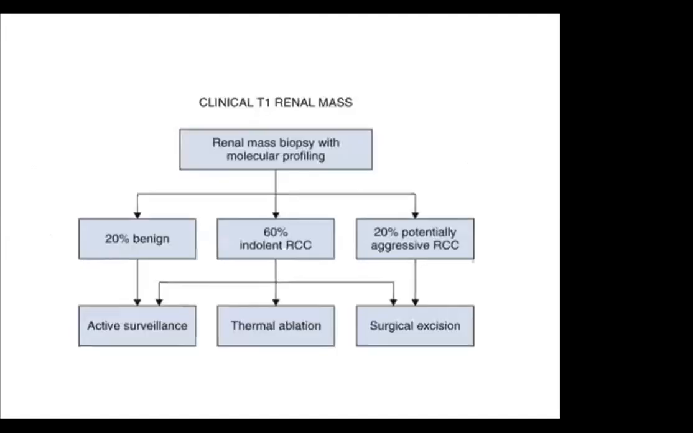So here, after doing your renal mass biopsy with molecular profiling, 20% present as benign and they can opt to have active surveillance. 60% will present with indolent RCC and they have active surveillance, thermal ablation, and surgical excision as options. For the 20% with potentially aggressive RCC, their only option remains surgical excision.